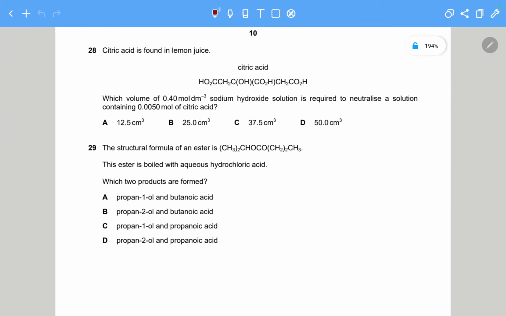Question 28. Citric acid is found in lemon juice. So they've given the formula for citric acid. Which volume of 0.4 mole per dm cube sodium hydroxide solution is required to neutralize a solution containing 0.0050 mole of citric acid? So sodium hydroxide will only react with the carboxylic acid groups and not the alcohol group.